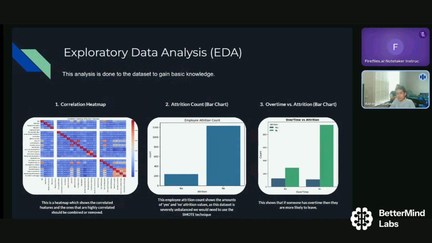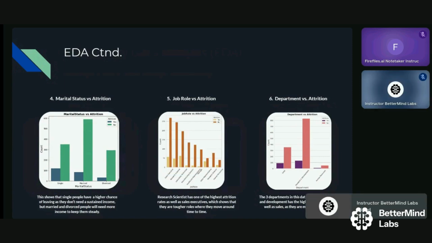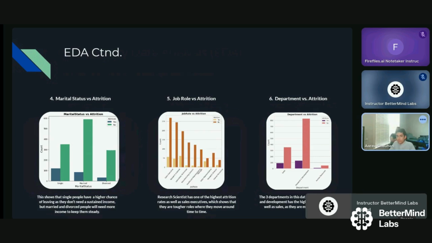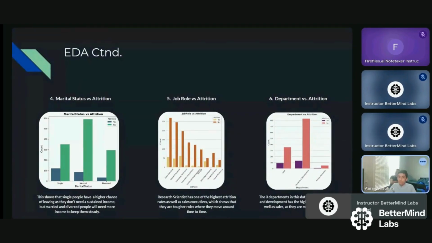Number three, overtime versus attrition. Employees doing overtime have higher quit rates, which suggests that overtime may cause burnout or dissatisfaction, and this can be a strong predictor for attrition. Number four, marital status versus attrition. Single employees quit more often than married and divorced ones, as singles may not need a steady source of income compared to married and divorced employees, who must have a steady source of income.